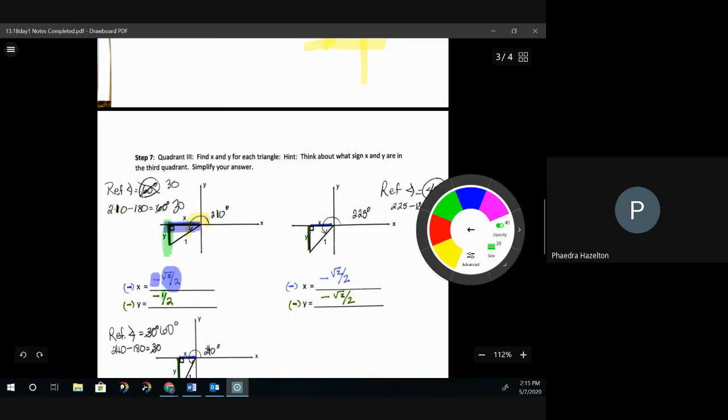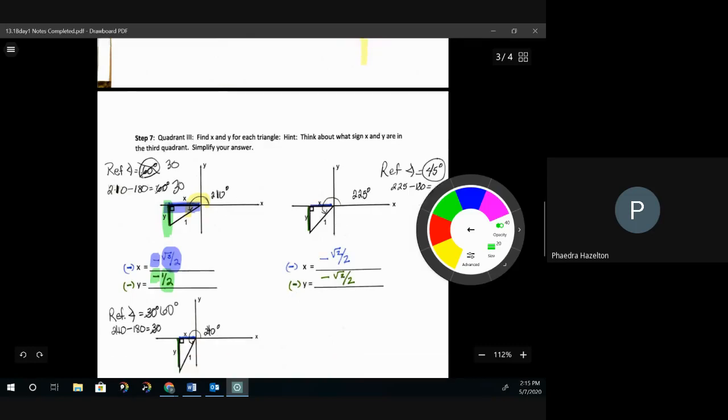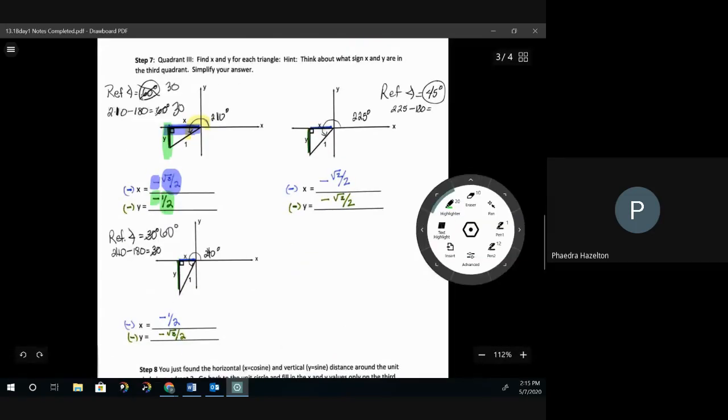Y is my short leg, so that's why it's 1/2, and then it's negative. And then this is where I messed up again. So that should say, I don't know if you guys can see that, but this right here should be 240. All right, and now we're going to go 240 minus 180, so this ends up being 60 degrees. So that's why that reference angle is 60.